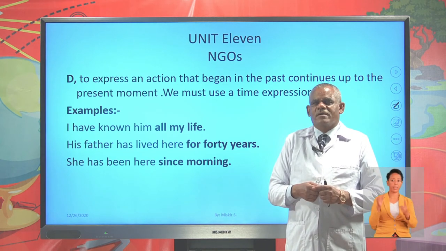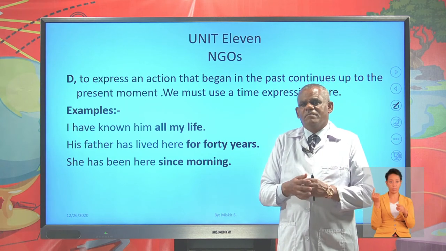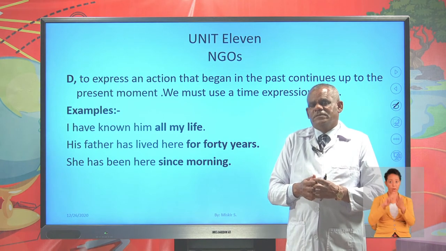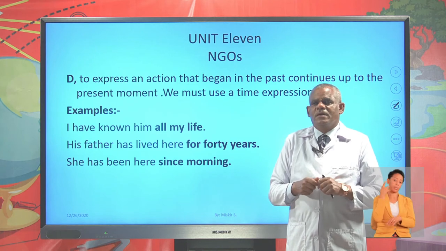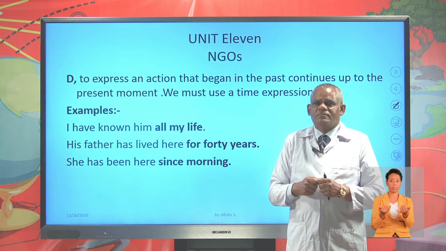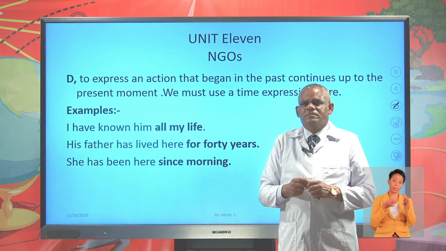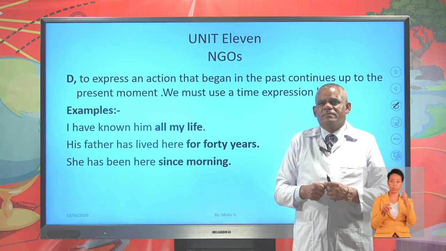Since and for are available here now. Since stands for a point of time, for stands for a period of time. So in such a case, the action began in the past and is continuing up to now. For such explanation, some sample examples are shown on the screen.